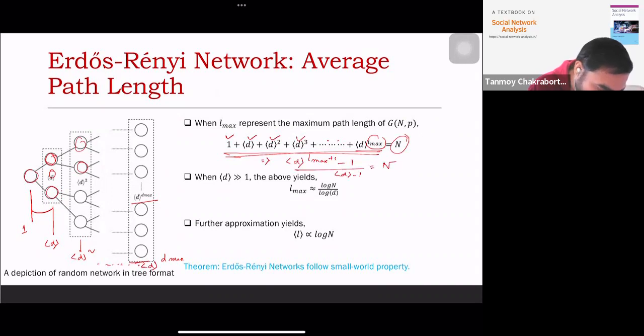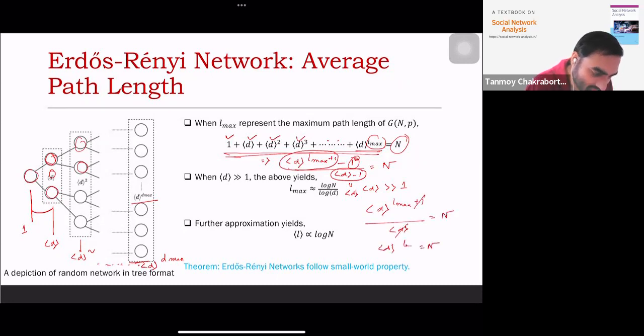So when ⟨d⟩ is much greater than 1, you can easily approximate this by ⟨d⟩. And then this would also be much higher than 1, so you ignore this one. You will have ⟨d⟩^(L max + 1) by ⟨d⟩, which is n. So this one and this one will cancel out, and you have ⟨d⟩ to the power L max, which is n. So L max is log of n by log of ⟨d⟩.